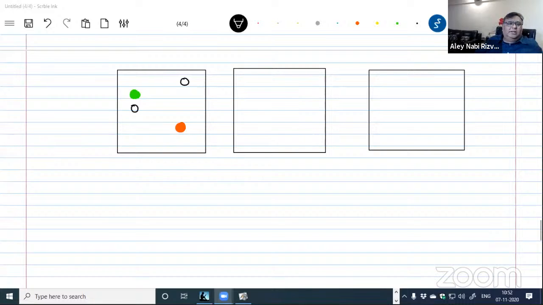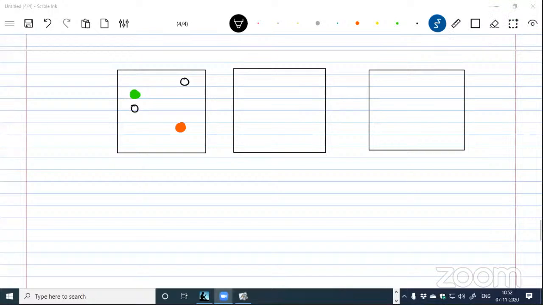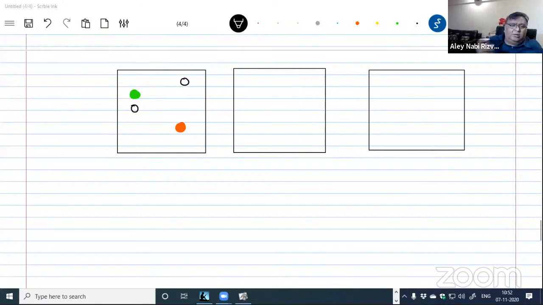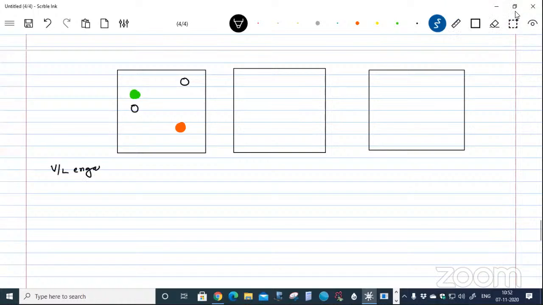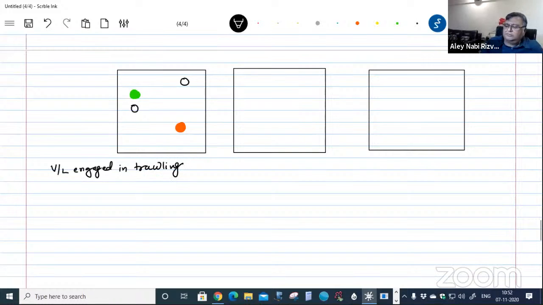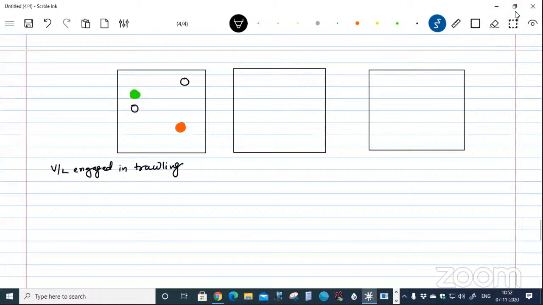Can you guess what kind of vessel that is? One cadet at least. Trawler, more than 50 meters. What do we call it? How should we describe it? This is a vessel engaged in trawling. What should be the length? More than 50 meters.